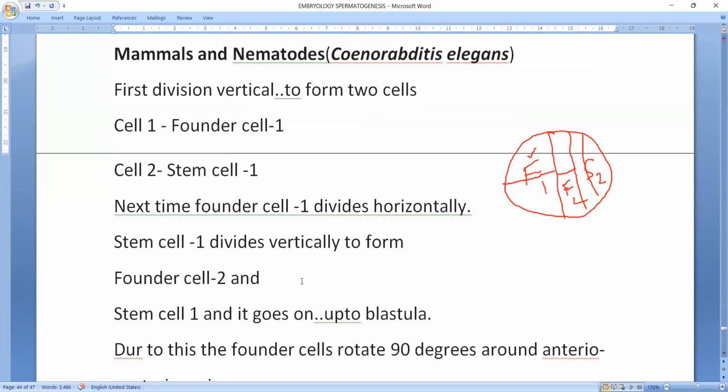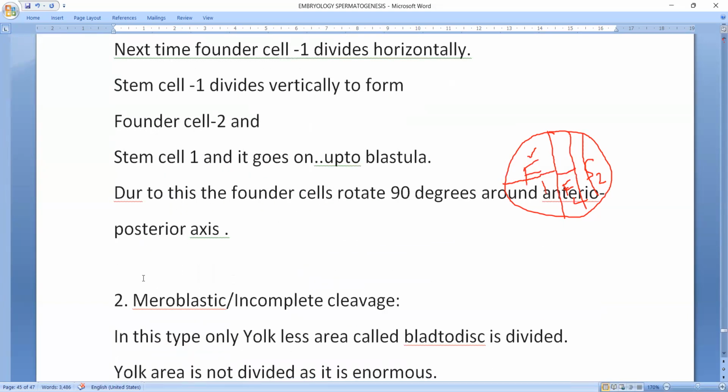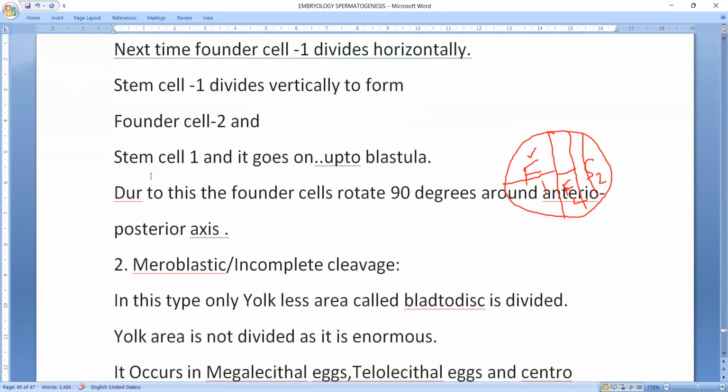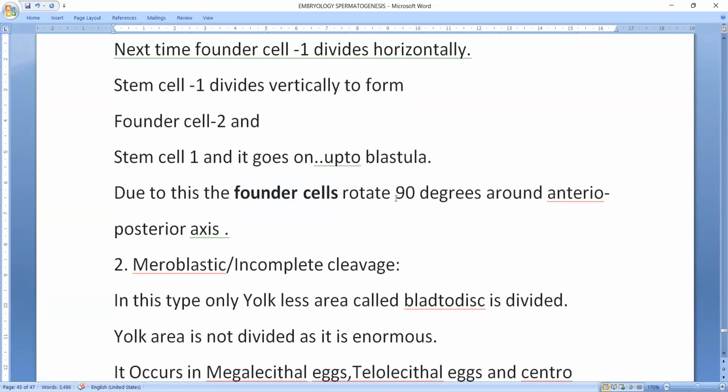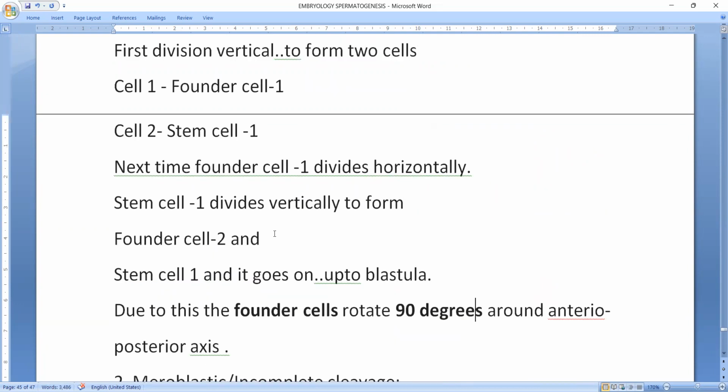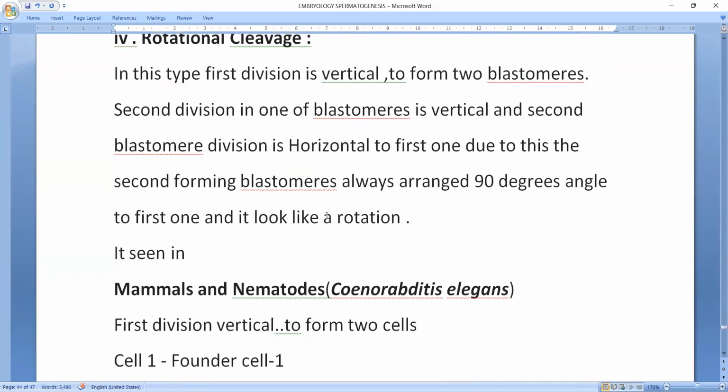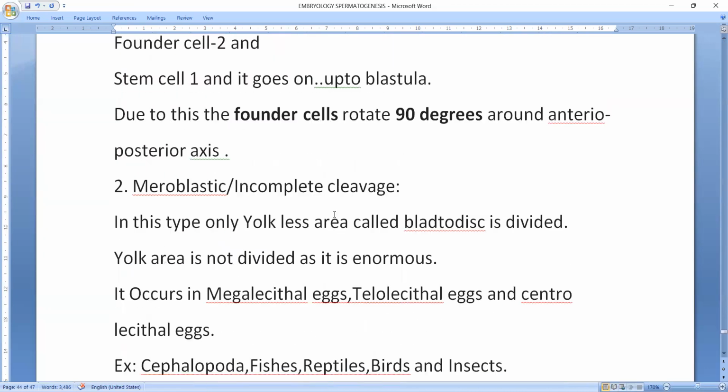Okay, idantha dani explanation. Right, so due to this, the founder cells rotate 90 degrees around the anterior posterior central axis. ఈ రకమైన డివిజన్ వల్ల ఫౌండర్ సెల్స్ అనేటువంటి ఏవైతే ఉన్నాయో దే రొటేట్ 90 degrees around the anterior posterior axis. Okay, so such type of division is called rotational type of cleavage.